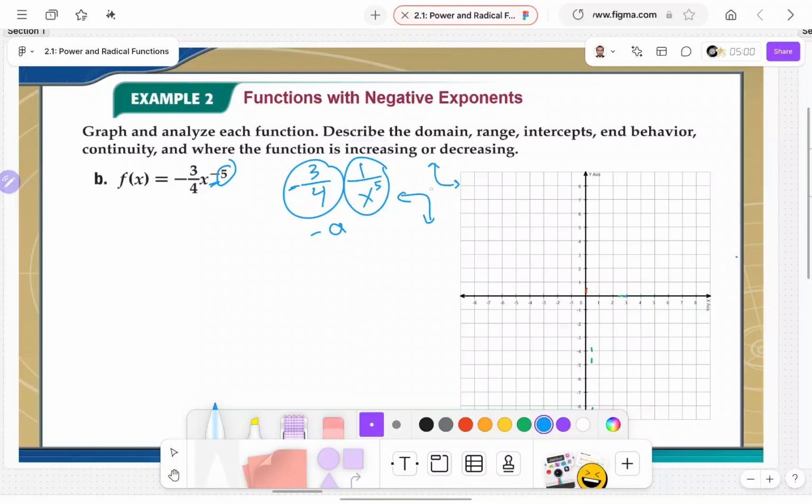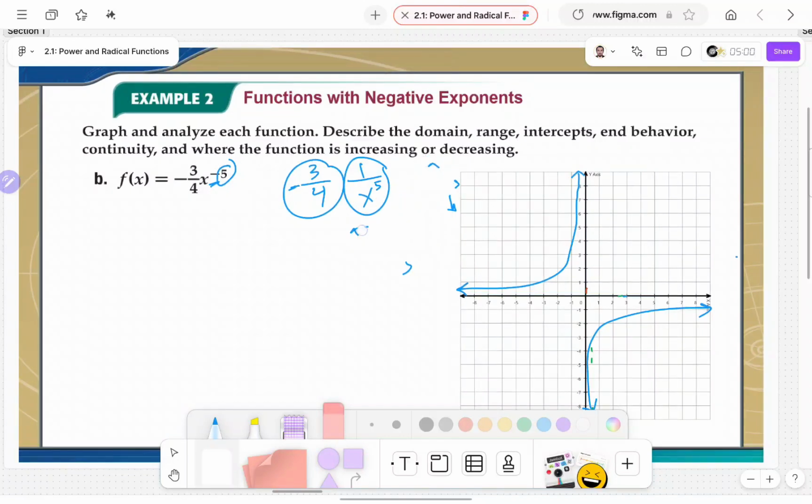So you have to flip this one over the x-axis. This one here will go here and this one here will go here. So the function will be like this one here, in quadrant 2 and in quadrant 4, because a is negative. If a is not negative, the graph will be in quadrant 1 and quadrant 3. Don't forget, always look at the a after you identify the power.